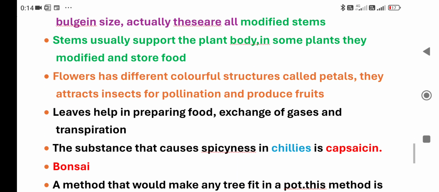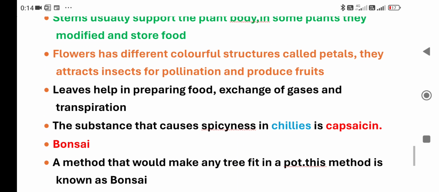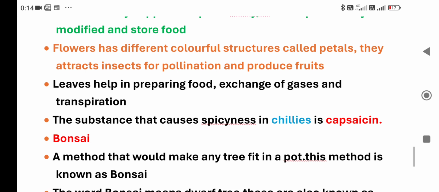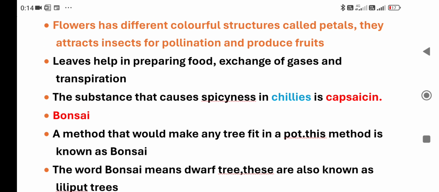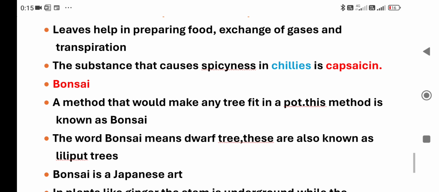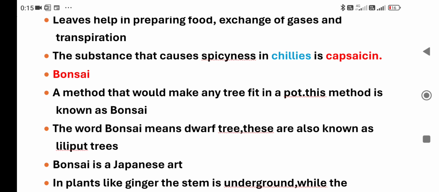Flowers have different colorful structures called petals. They attract insects for pollination and produce fruits. Leaves help in preparing food, exchange of gases and transpiration. The substance that causes spiciness in chilies is capsaicin. Clear? The substance that causes spiciness in chilies is capsaicin.